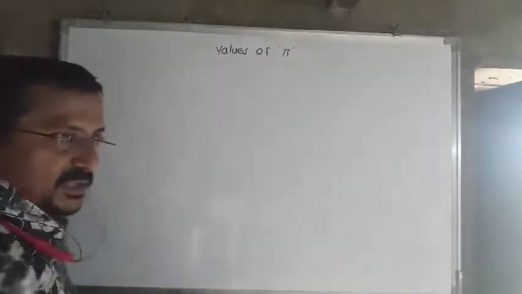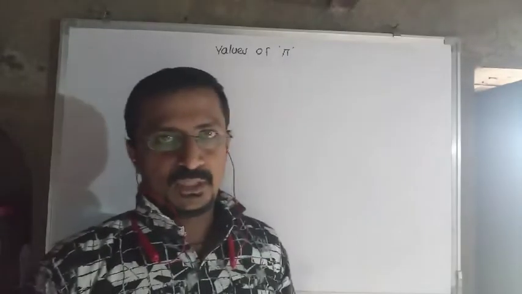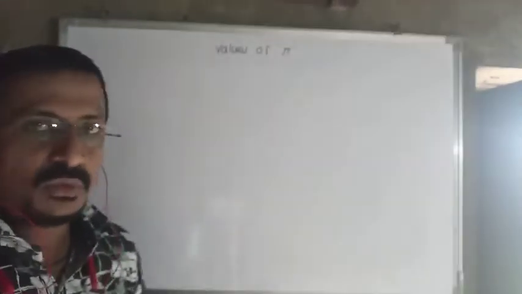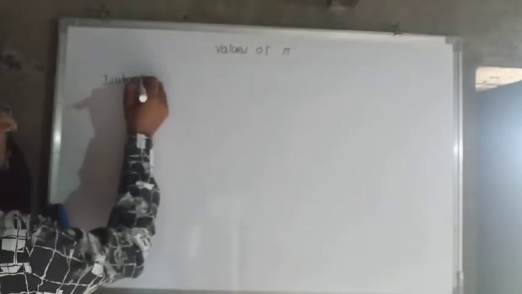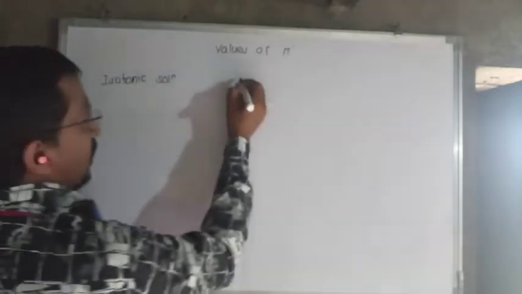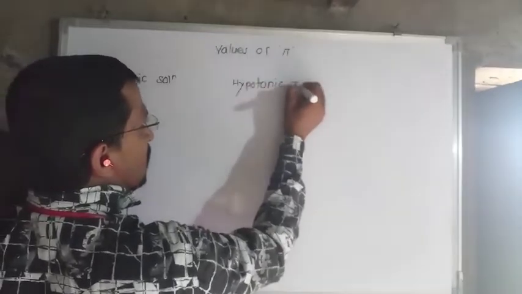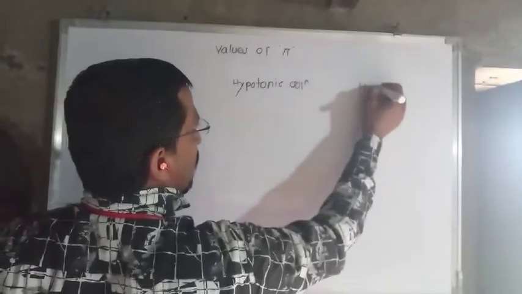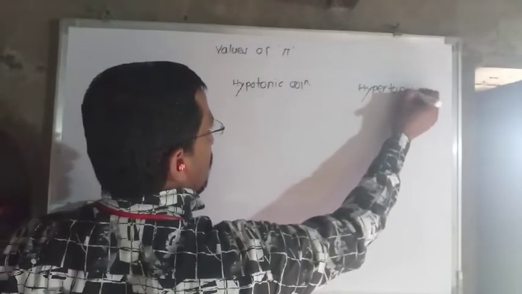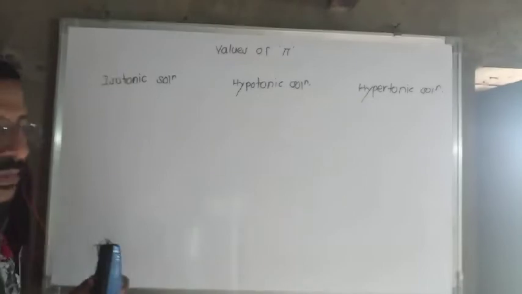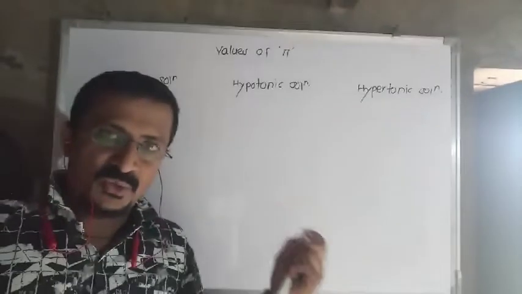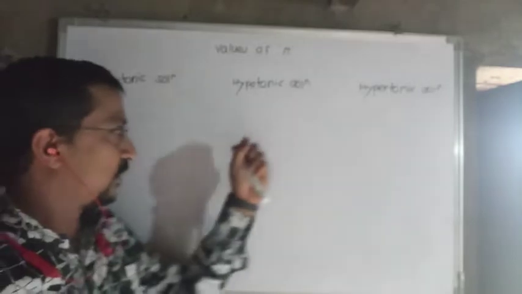osmotic pressure. The osmotic pressure is represented by the symbol pi, isn't it? So depending upon the values of osmotic pressure pi, the solutions are classified into three types. First one, the isotonic solution. Second one, hypotonic solutions. And third one, the hypertonic solutions.